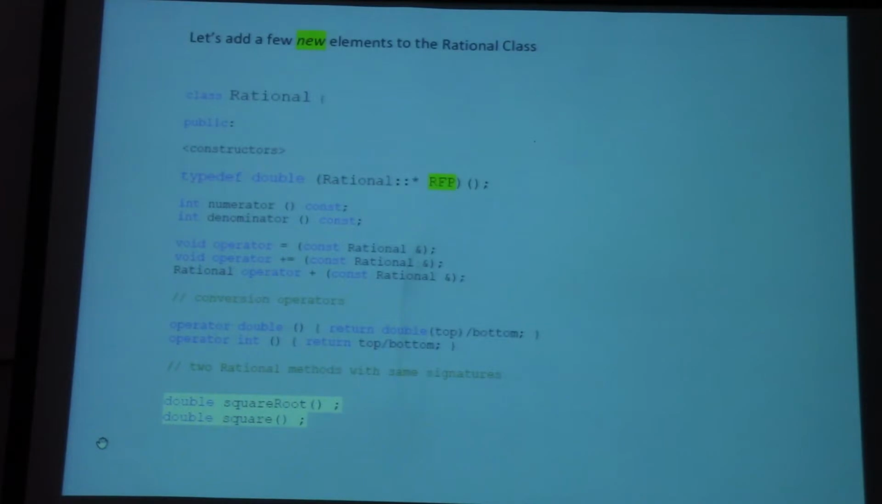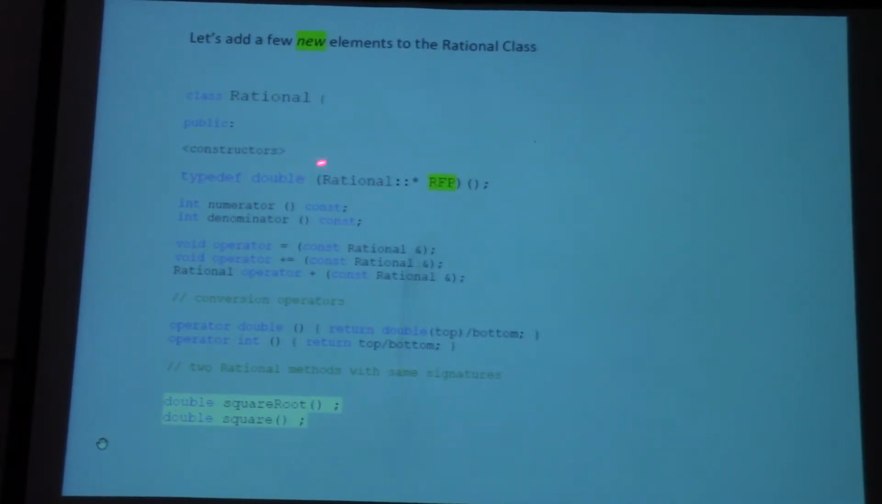Okay, what the heck is that? Well, first of all, it doesn't look too bad at all. If you get rid of the rational and then the double colon, it just looks like a pointer to a function that takes no parameters, returns a double. Right? That's all it is. We are totally savvy with that. We get it. So RFP looks like a pointer to a function that takes no parameters, returns a double.